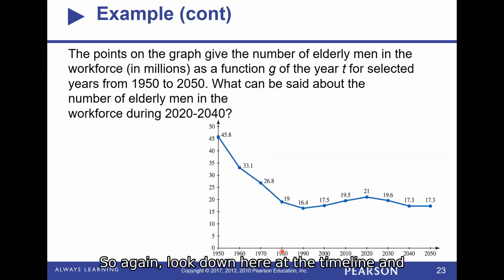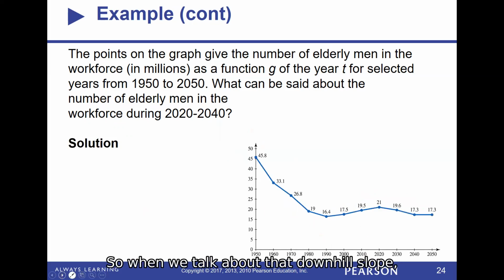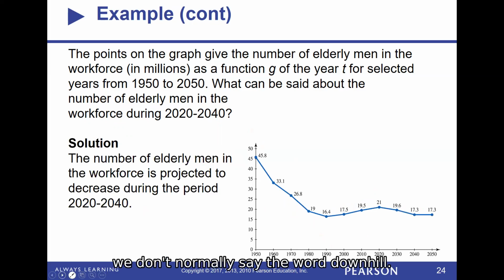So again, look down here at the timeline, 2020 to 2040. 2020 started at 21. Then we went to 19.6 and then 17.3. It looks like it's moving on a little bit of a downhill slope, right? When we talk about that downhill slope, we don't normally say the word downhill. We're going to say the word decrease. It looks like it was decreasing. So the number of elderly men in the workforce is projected to decrease during the year 2020 to 2040.